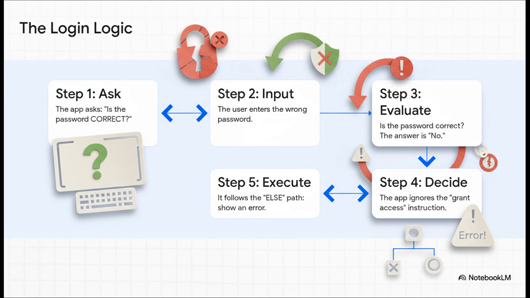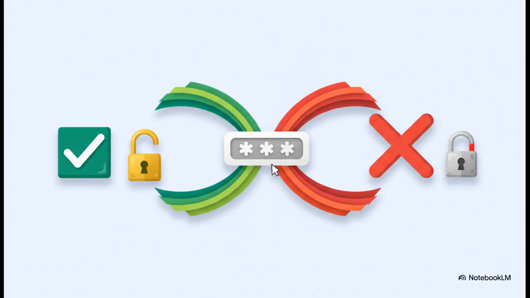Well, the app asks a very similar question. Is this password correct? You type in the wrong password. The answer to that question is no. So the app just completely skips the instruction to let you in. Instead, it follows its else path, which is, you guessed it, showing an error. And there it is again, the exact same pattern. One question, two totally different outcomes.